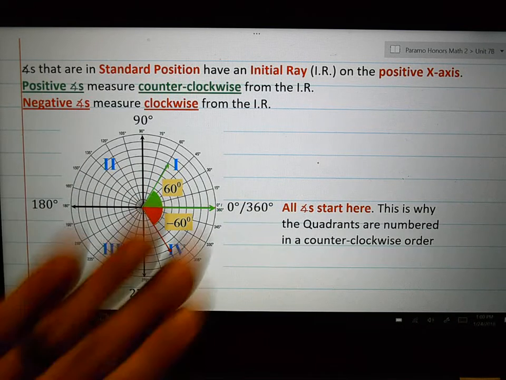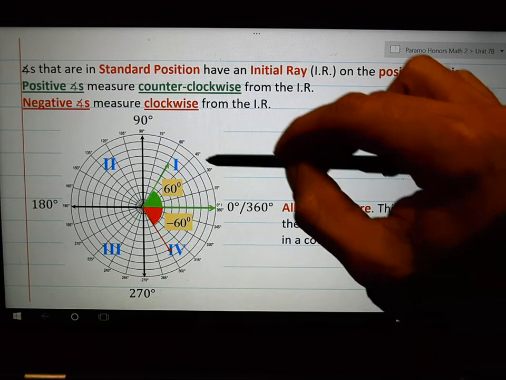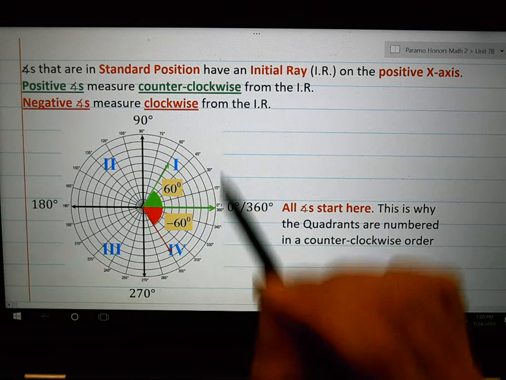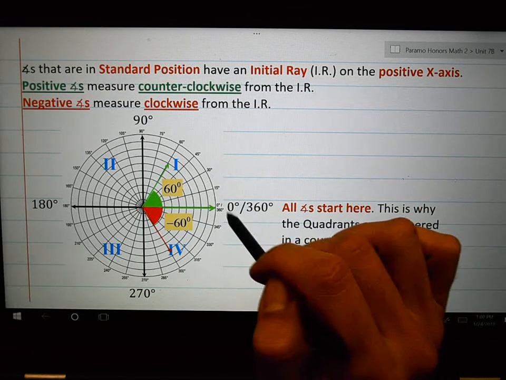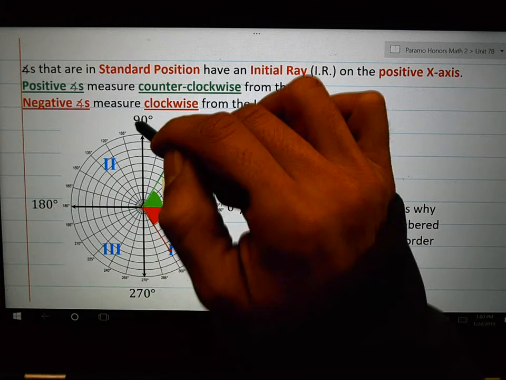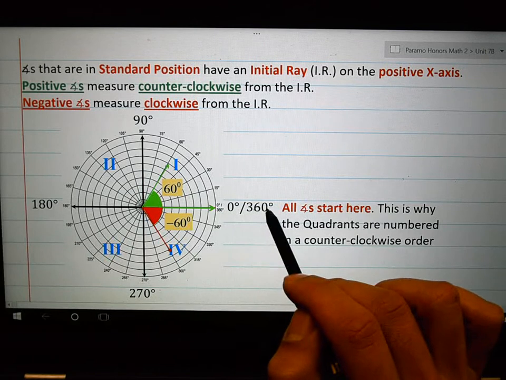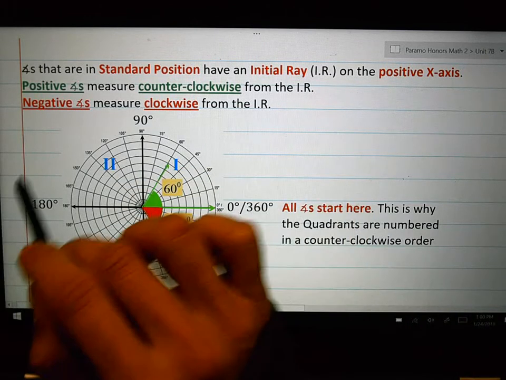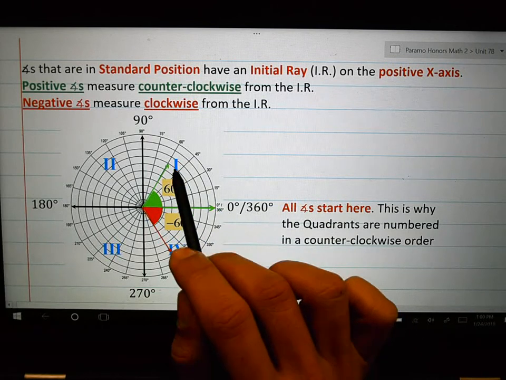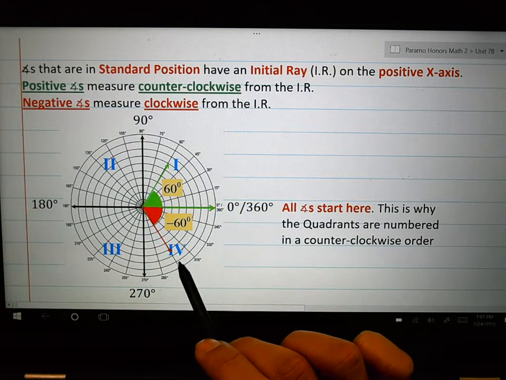What's important about this drawing that you need to have, because some of you will not be able to put 15 degrees, 30 degrees, 45 degrees, 60 degrees, 75, and so on. What I would recommend that you have are these axes. Draw this line and this line, the vertical and the horizontal. Draw the 0 degrees, the 360 degrees, the 90 degrees, the 180 degrees, the 270 degrees, and the quadrants. Quadrant 1, quadrant 2, quadrant 3, quadrant 4.